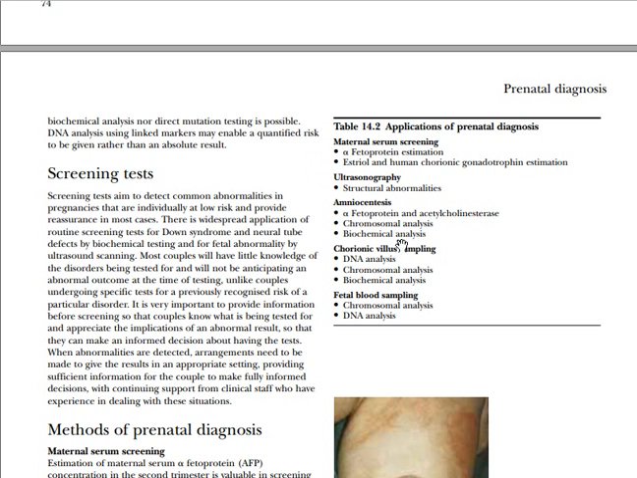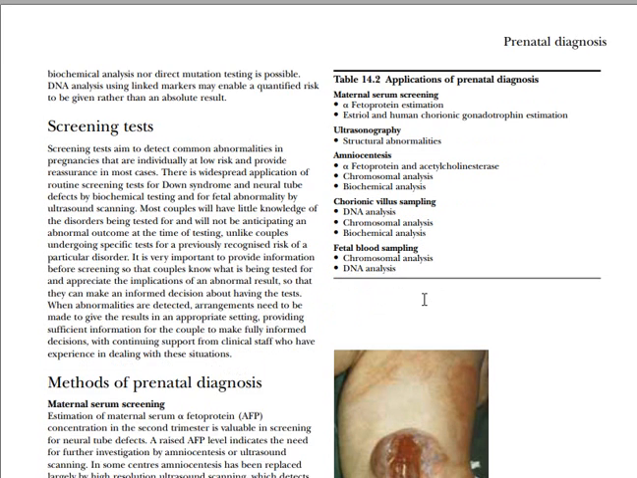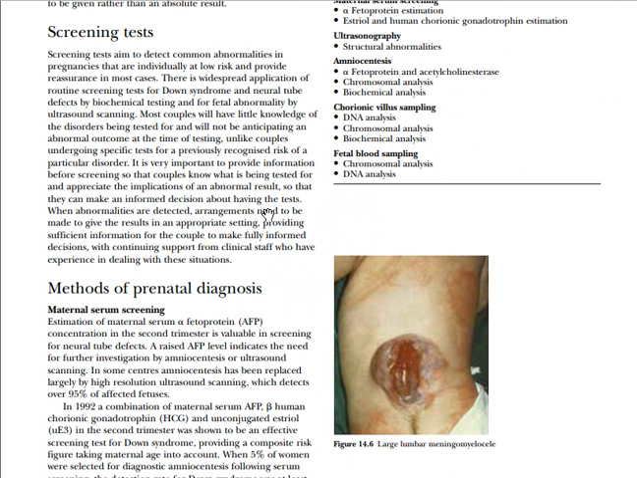there is high risk of Down syndrome. Now, with chorionic villus sampling, you can do DNA analysis, chromosomal analysis, and biochemical analysis. Is it clear? DNA, chromosomal analysis, biochemical analysis. But for amniocentesis, you cannot do DNA analysis. For fetal blood sampling, you can do both DNA analysis and chromosomal analysis. Is it clear? So those are the different screening tests that can be used.